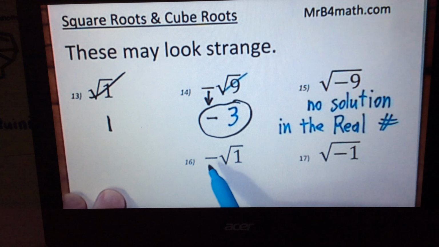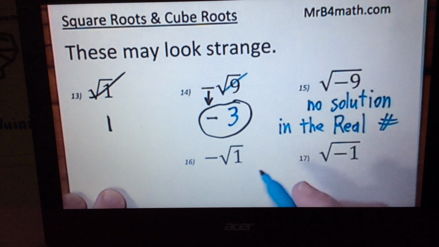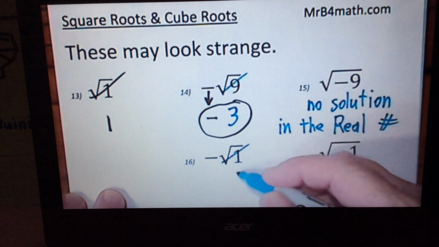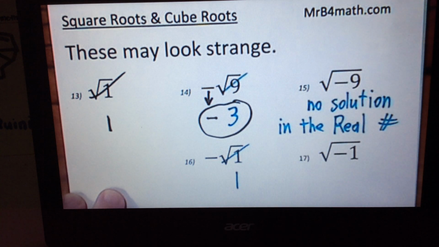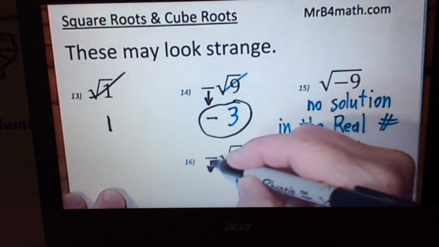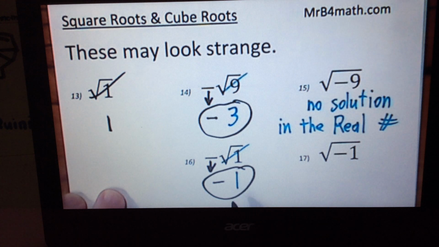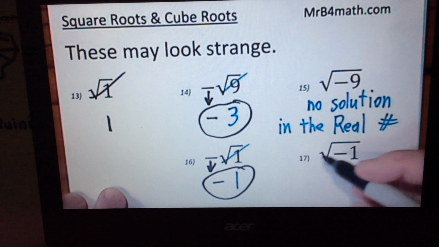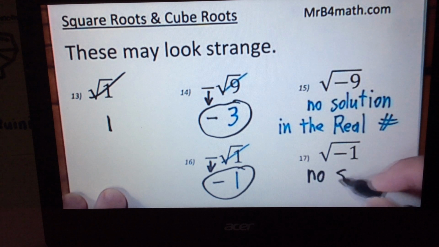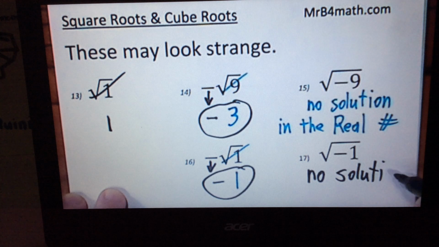So again, the negative square root of 1: the square root of 1 is 1, and this negative sign just comes down. So this one you can answer. But in this case, there's no solution. Technically it's no solution in the real numbers, but people are usually happy with just an answer like this.